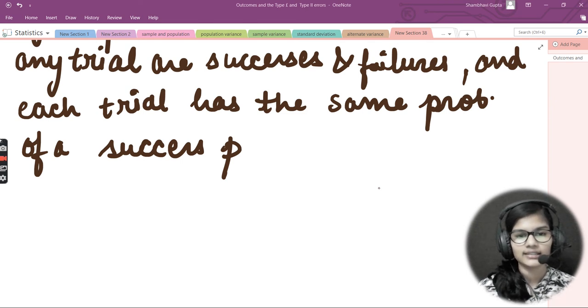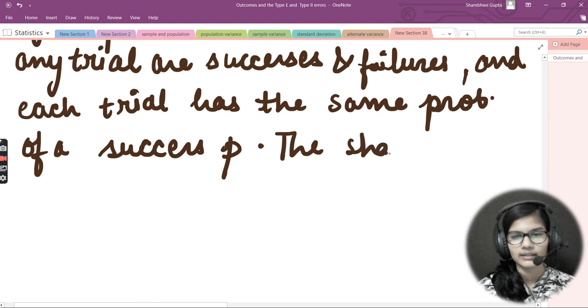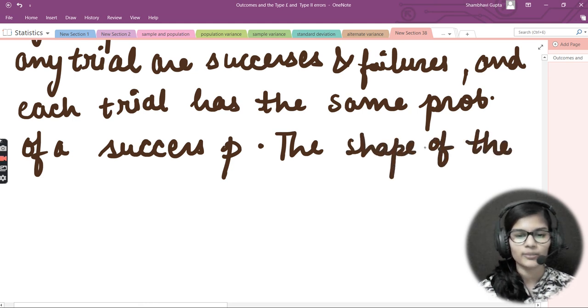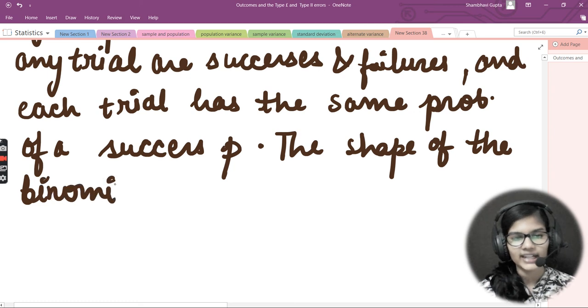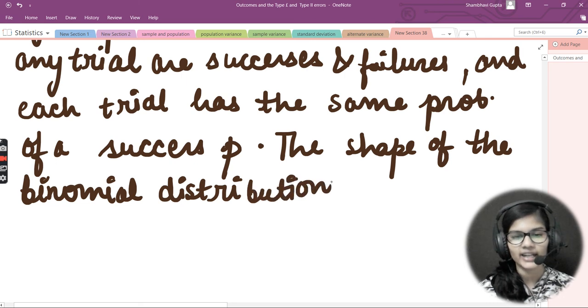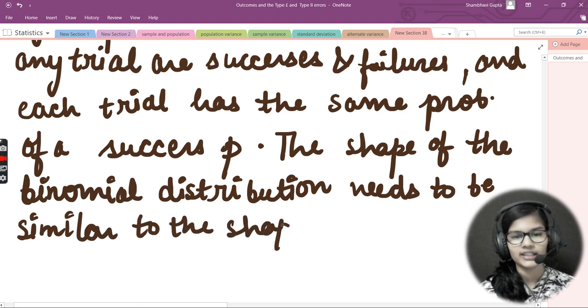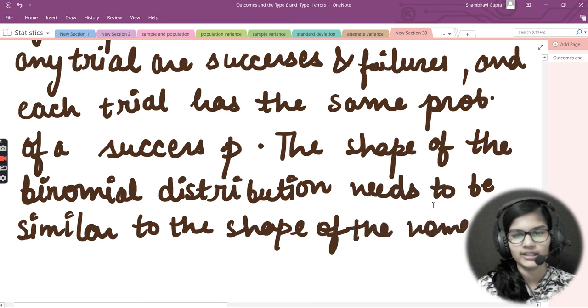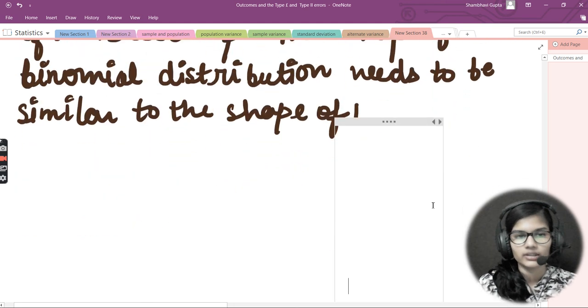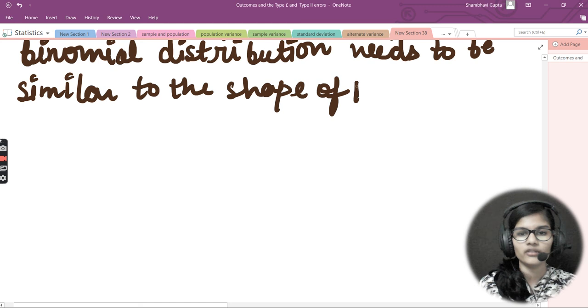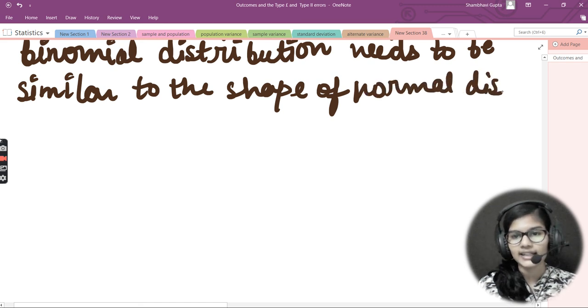Now let's define the shape as well. The shape of the binomial distribution needs to be similar to the shape of the normal distribution. These are the conditions which should be met.